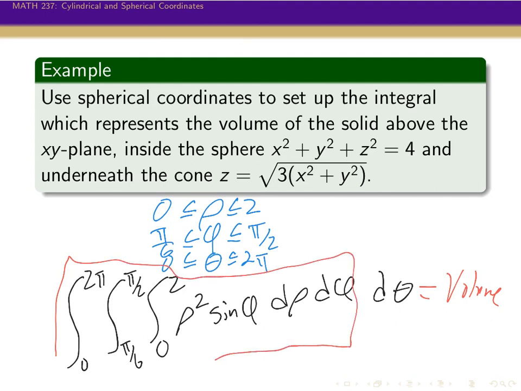Remember this rho squared sine phi, this is important, because this whole thing, don't forget the d theta at the end, that whole thing in there is just dv. And so we are integrating just dv here, but the bounds are so nice, and rho squared sine phi is not a bad function to integrate. So this would be quite a quick triple integral, maybe only 7 or 8 minutes to actually go through and do.